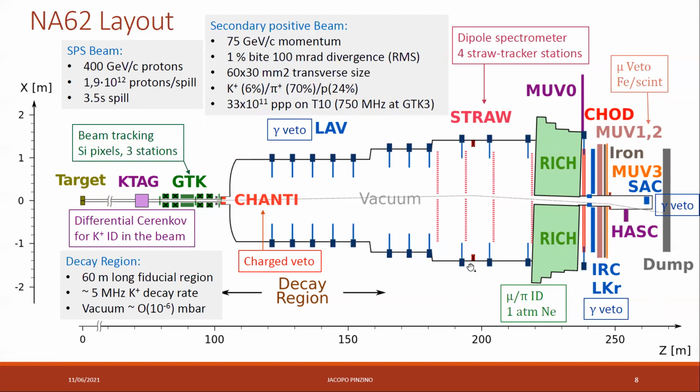We have a spectrometer with a dipole magnet to identify momentum and direction of the pion. We have the RICH, a ring imaging Cherenkov, to identify the pion and separate it from the muon. And then we have a system of photon vetoes: the large angle vetoes, the electromagnetic calorimeter LKr with liquid krypton, IRC and SAC, to veto photons. We have a system to veto muons, that is a hadronic calorimeter MUV1 and MUV2, and other systems always to veto particles to trigger the events.